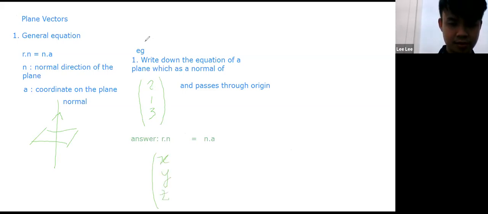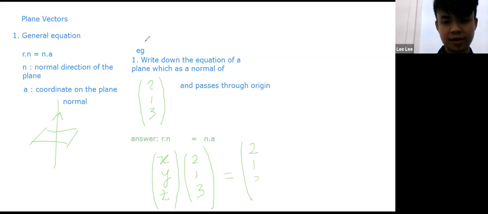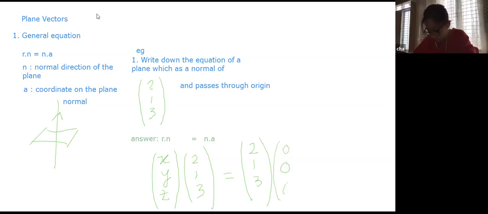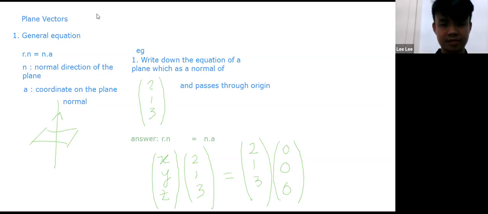Now r is (x, y, z), n is given by (2, 1, 3), and this equals (2, 1, 3) dot a. The question said the point that it passes through is the origin. Origin means (0, 0, 0). So if you dot this, the answer will be 2x plus y plus 3z equals 0.